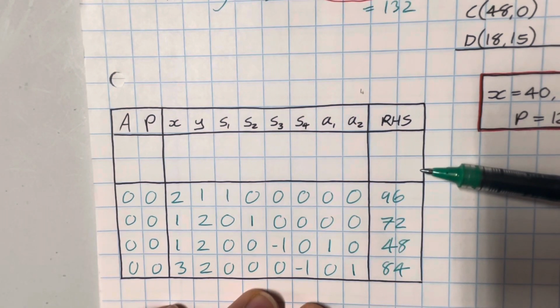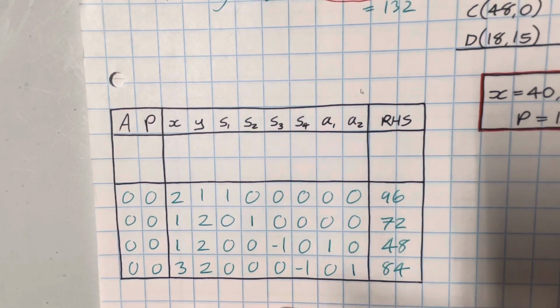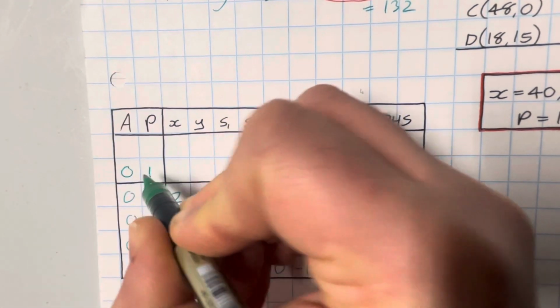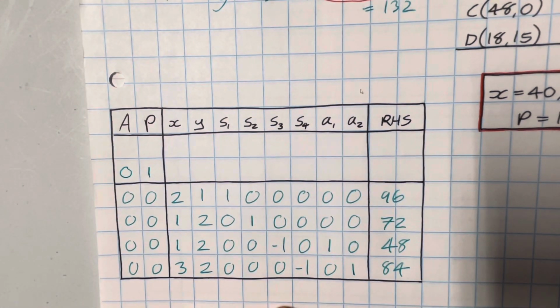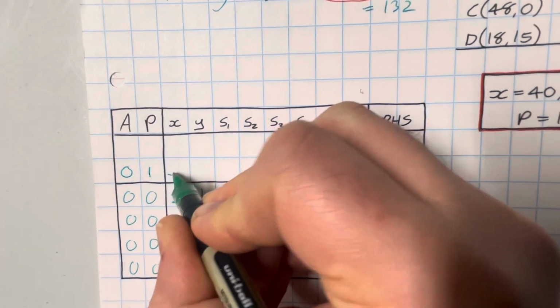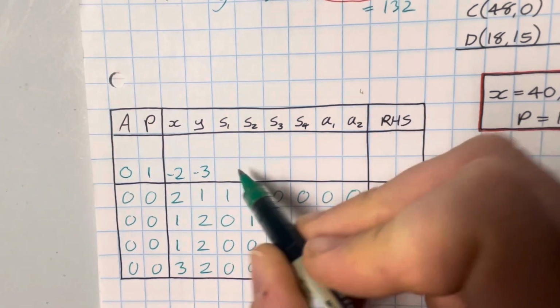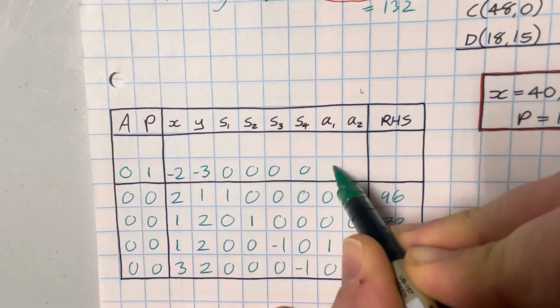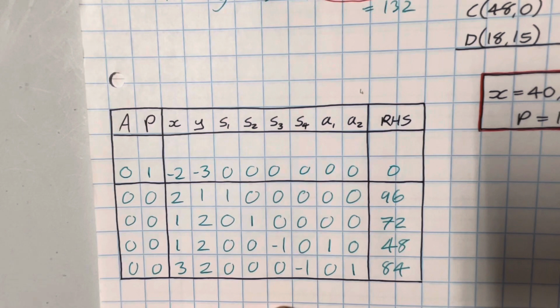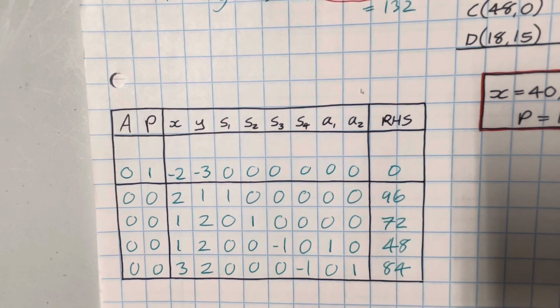The second row here is our second objective. That is our P objective, the ultimate one that we're trying to do for the linear program. That was worked out as -2x minus 3y. Zeros everywhere else. And then here comes our new one.